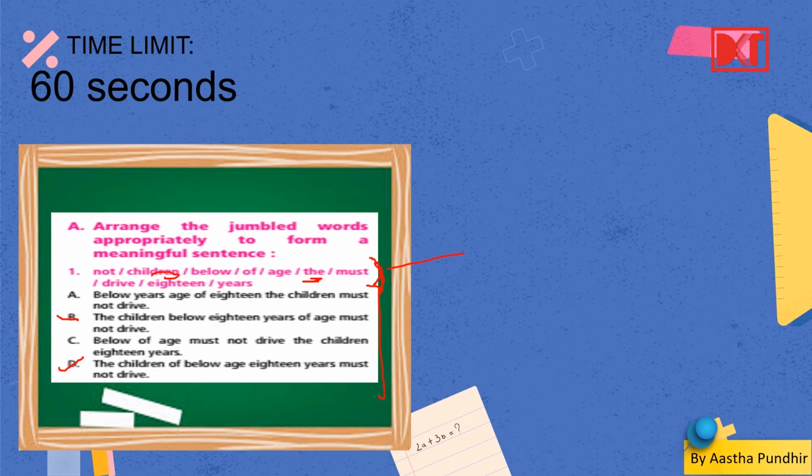All right, so here we will move as per the questions. Like here, first of all, as I told you, we identified the subject. Now let's read these two options. The children below 18 years of age must not drive. And then here D, we have the children of below age 18 years must not drive. The correct answer is B.